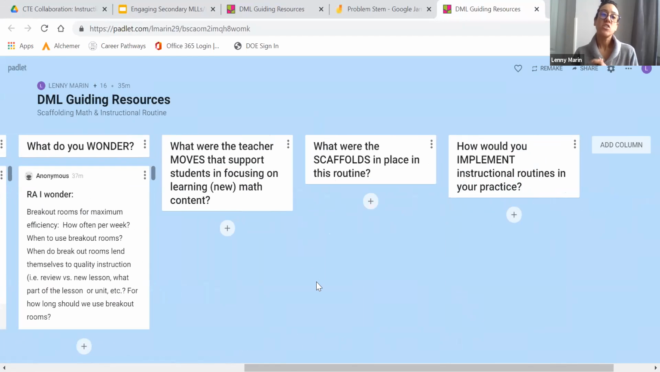You're going to answer these questions, and we will have a time to come back with the whole group and talk about this. So I'll give you about 5 minutes for this. What were some teacher moves that support students in focusing on the learning and the new math content? What were the scaffolds in place in the routine? And how would you implement an instructional routine like this in your practice? I just encourage you to think about that for now.